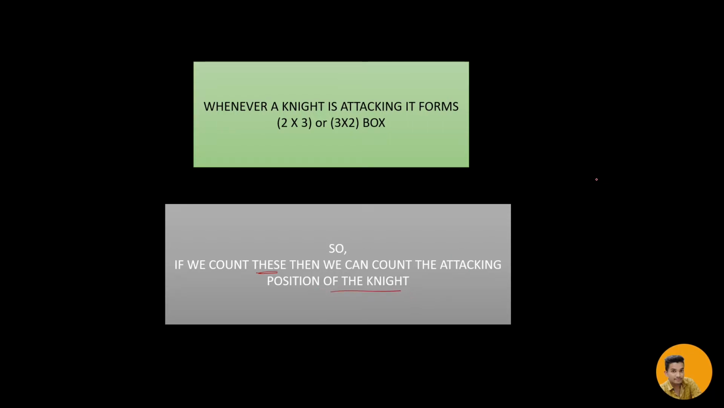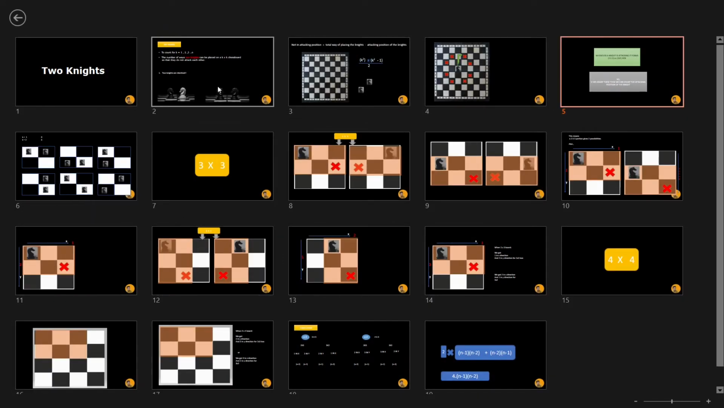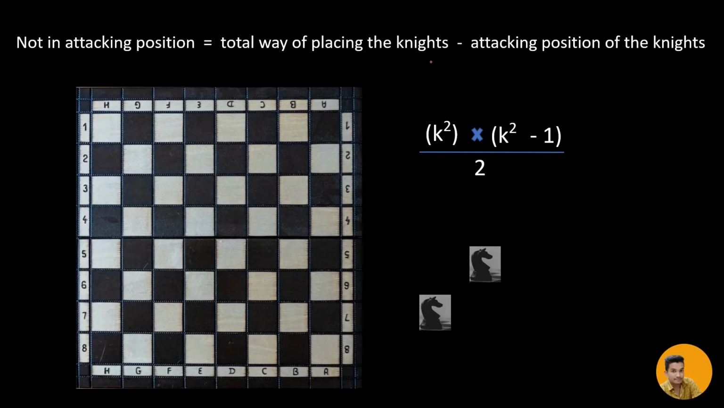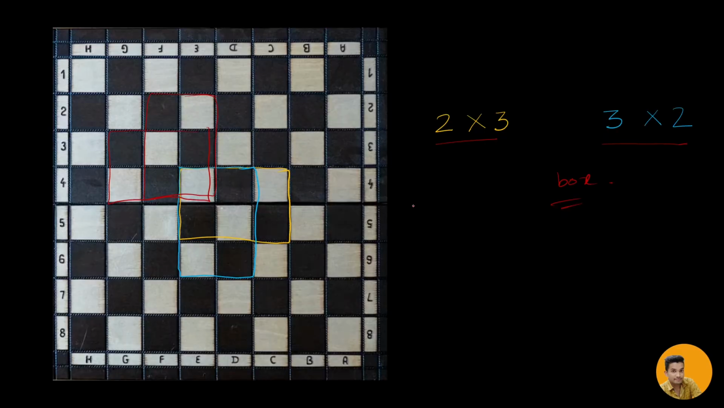So if we count these 2 cross 3 or 3 cross 2 boxes forming on a k cross k chessboard, we can easily calculate the attacking positions of the knight, and we subtract that from the total ways of placing the knights. So we will get the not-attacking positions. Alright.